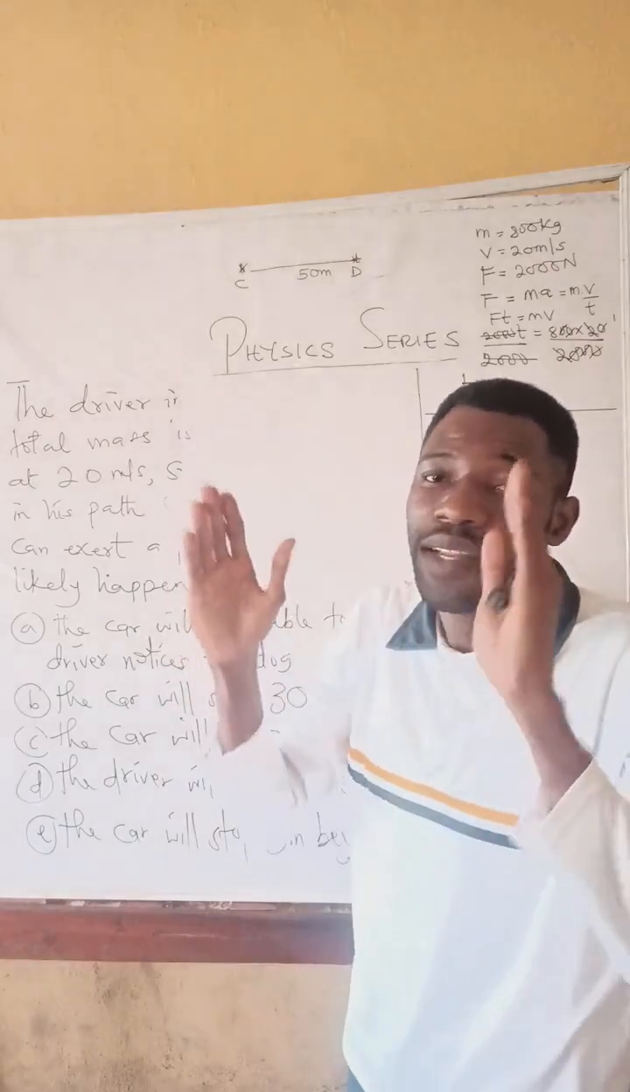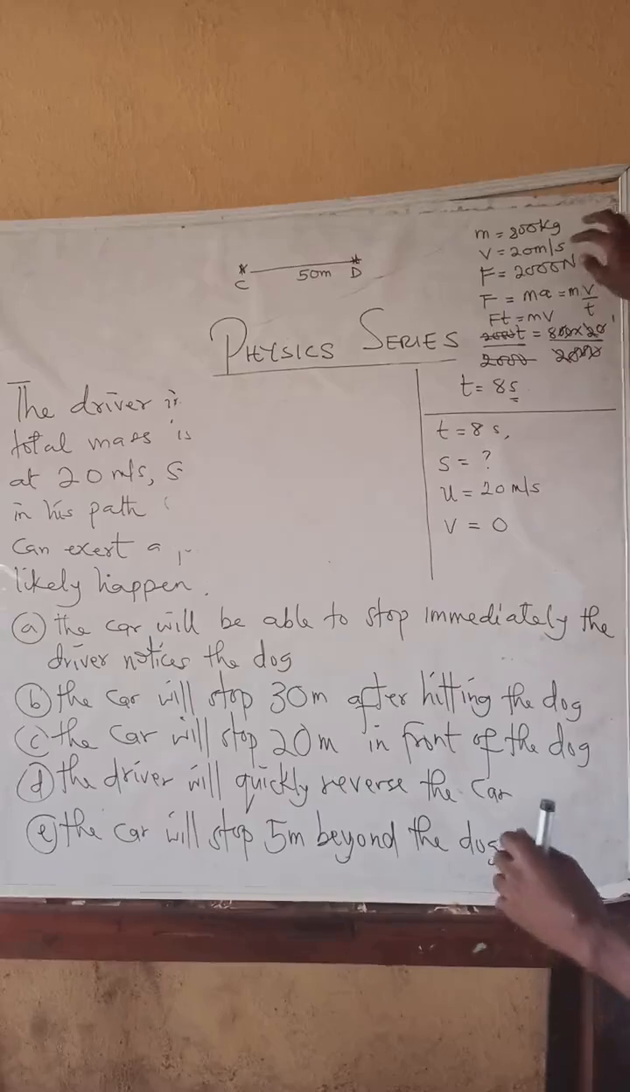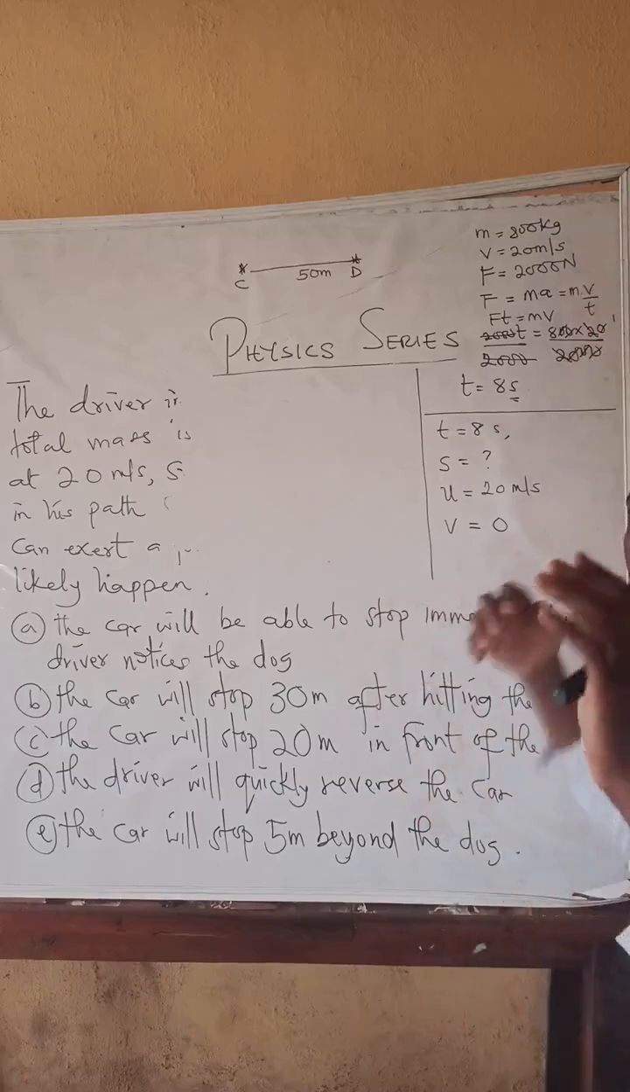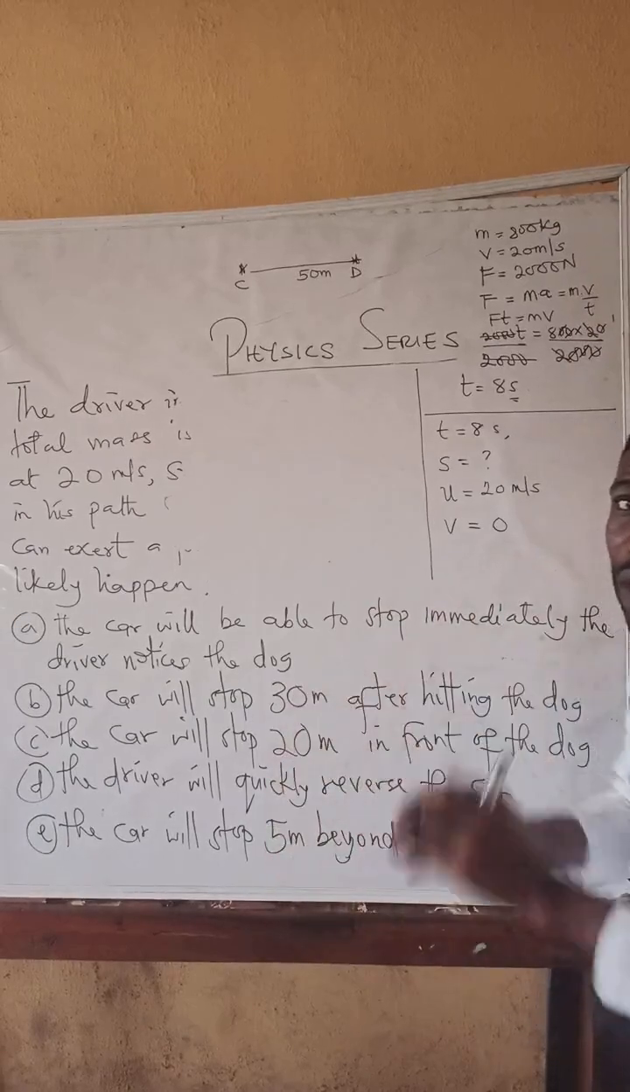So that is the time the car can move, 8 seconds. And when it moves that 8 seconds, 2,000 Newton of force is applied to the brakes for the car to stop.